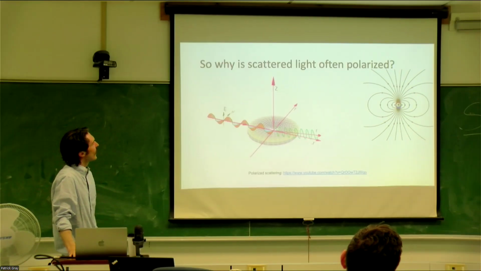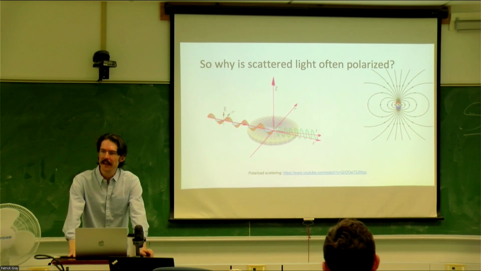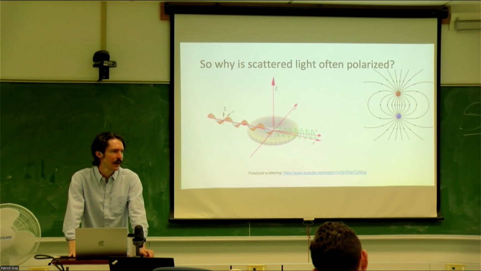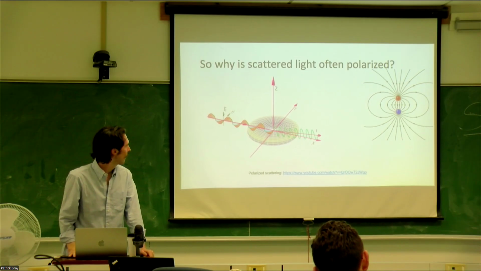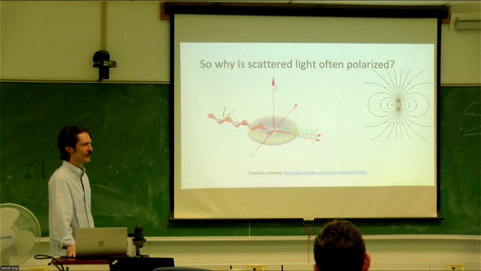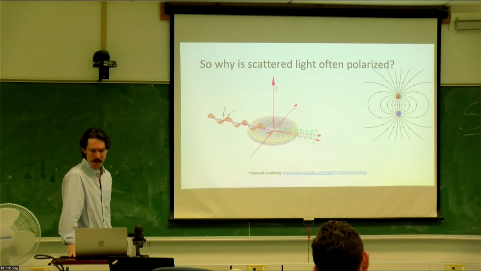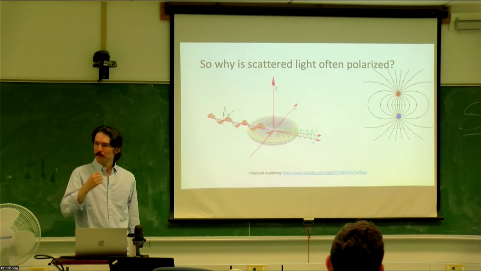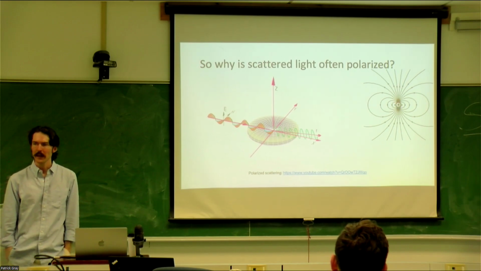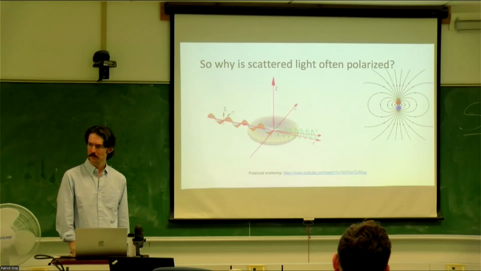Okay, so why is scattered light often polarized? And here we're just thinking of Rayleigh, simple, tiny particles compared to the wavelength of light. Check out this video after the class. This is a really nice overview. Considering the interaction with the electric field. Yeah, so there is a rotation due to magnetic.